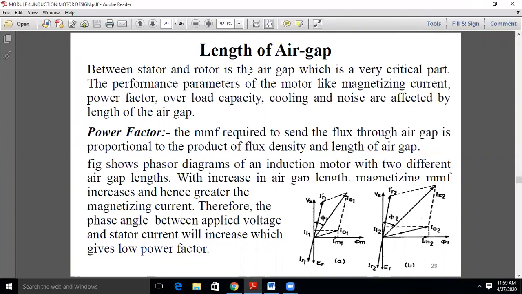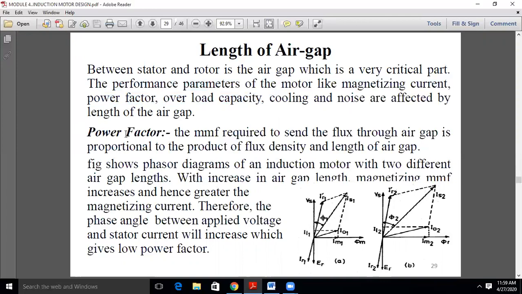So we need to select the dimensions of the motor and have good design specifications. Between the stator and the rotor there is an air gap, which is a very critical part. The performance parameters of the motor, like magnetizing current, power factor, overload capacity, cooling, and noise, are affected by the length of air gap. These are the main factors affected by the length of air gap.